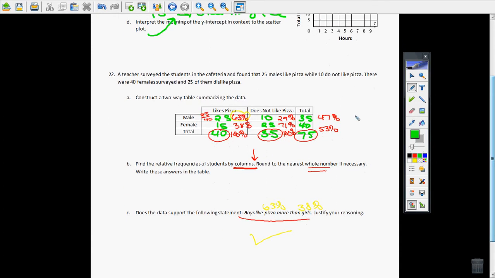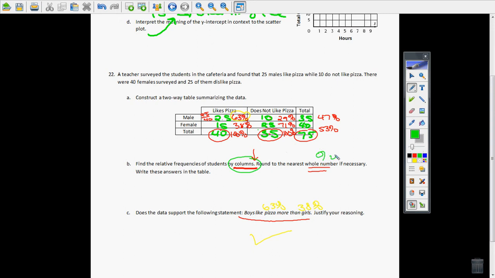And then the last one, 22, talked about males and females and whether or not they like pizza. So we have that 25 males like pizza, while 10 do not. That's a total of 35 males. And then 40 females were surveyed. 25 of them dislike pizza, which means that 15 of them like pizza. So then you can see I just totaled up the columns. It says to find the relative frequency by columns. Remember, again, columns is up and down, round to the nearest whole number.